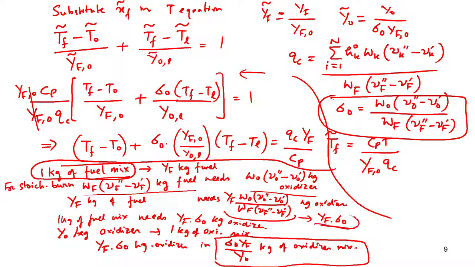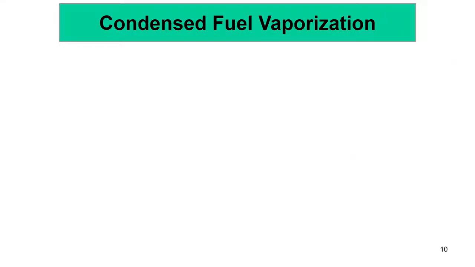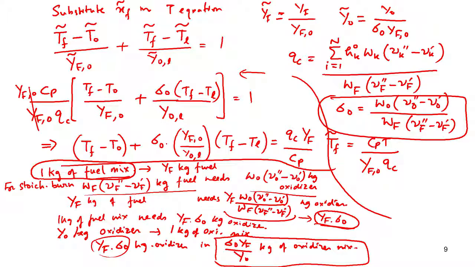Therefore, where will you find this amount of oxidizer? You will find YF times sigma 0 kg of oxidizer in sigma 0 times YF by Y0 kg of oxidizer mixture, alright. So, for stoichiometric burning, 1 kg of fuel mixture essentially needs sigma 0 times YF by Y0 kg of oxidizer mixture, okay, because the left hand side and the right hand side both contain inerts, that is the whole point, okay.